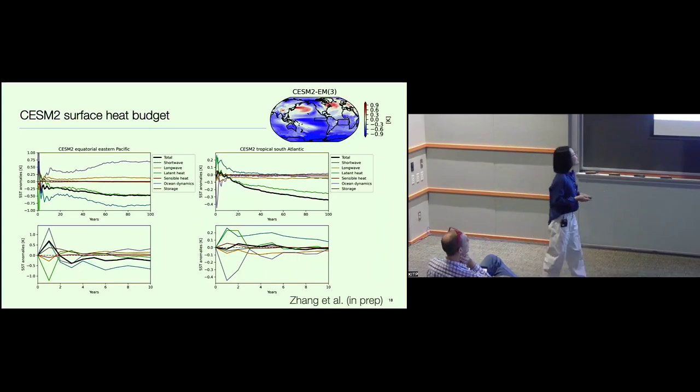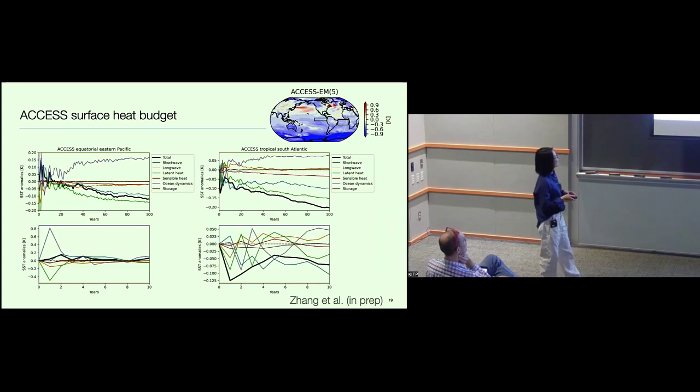So for the next model, Access, it has a weaker shortwave cloud feedback, but we actually see a more pronounced contribution in the tropical Atlantic. So this blue curve is contributing to the cooling in the tropical South Atlantic. So that's really interesting. Even though this model has a weaker cloud feedback, it actually provides more cooling in the tropical South Atlantic as opposed to CSM2.